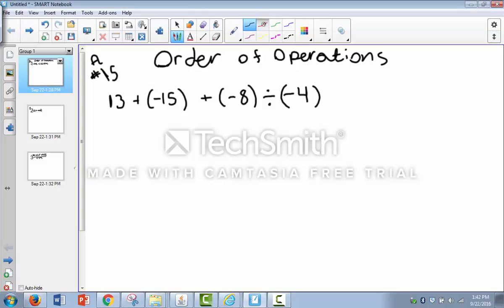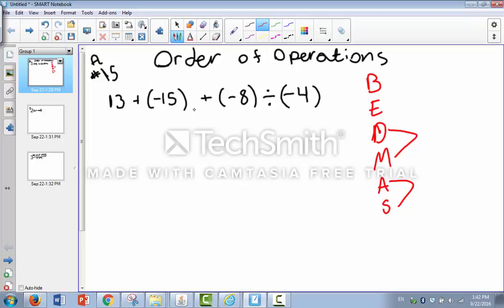And as we recall, in order of operations, brackets, exponents, BEDMAS, so division and multiplication, that happens simultaneously left to right, and addition, subtraction, again, it happens simultaneously left to right.